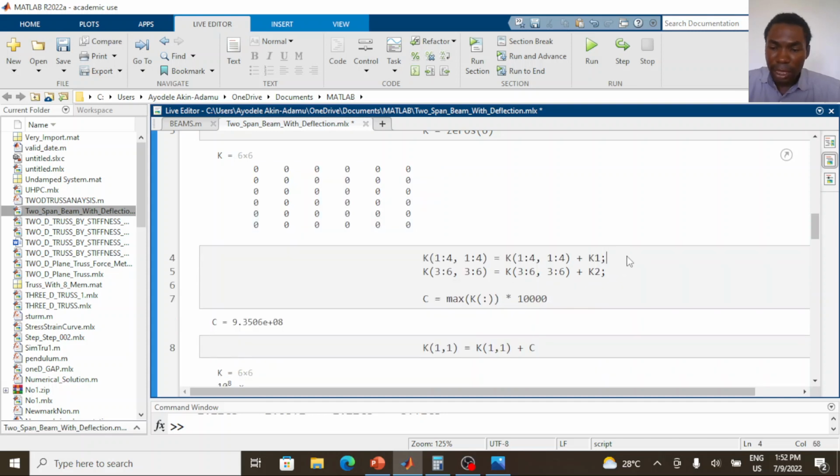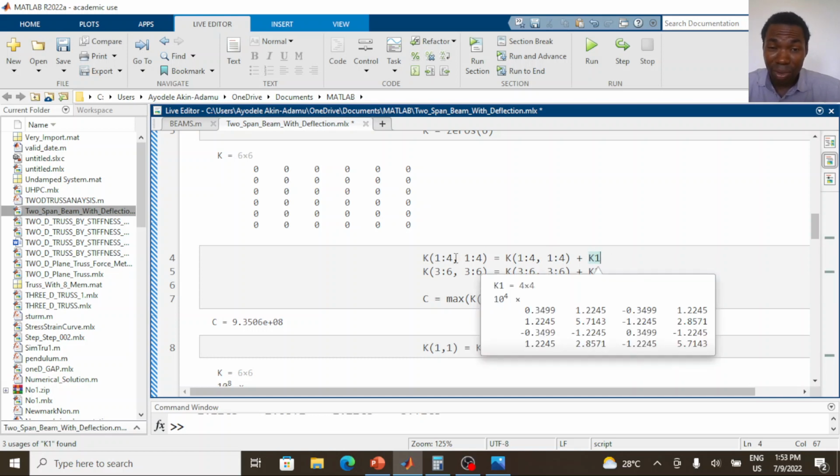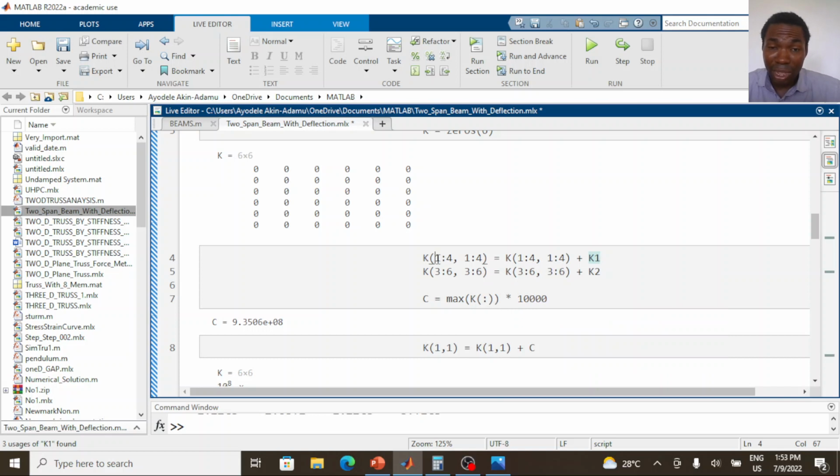Then I add K1. I've explained how to add a matrix to a base matrix in my previous videos. I'm not going to do the explanation again. The degrees of freedom of K1 are 1 to 4. That's why the numbering is 1:4, that is 1, 2, 3, 4. So 1:4, comma 1:4. What you write here on the left, you write on the right-hand side plus K1.